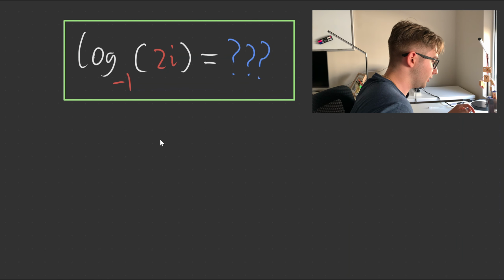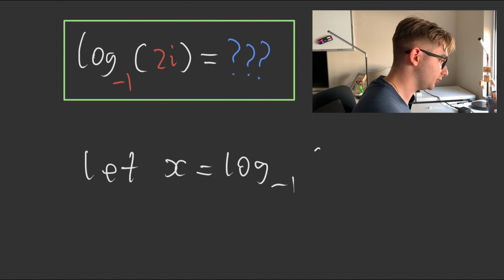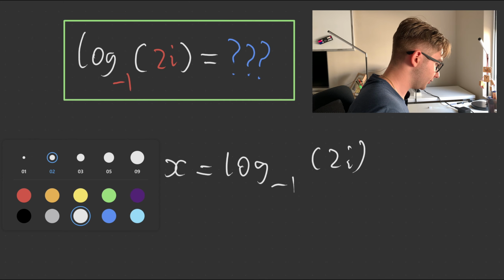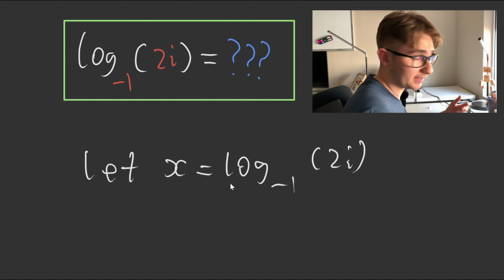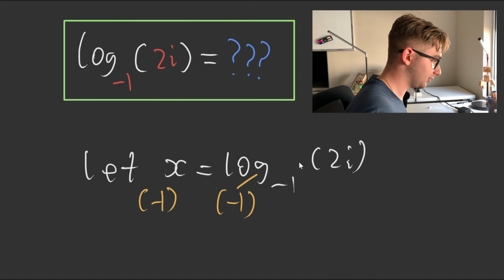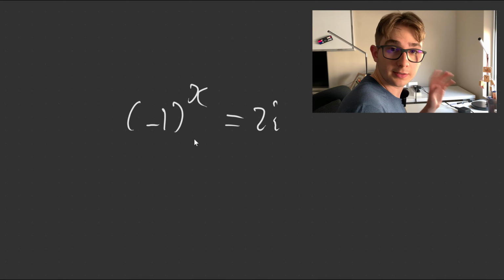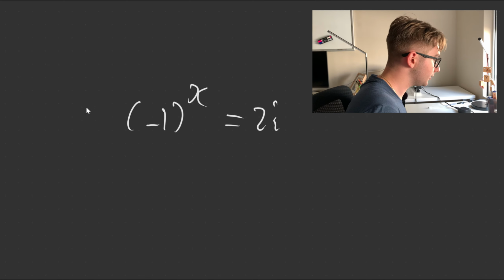Let me show. So if we let x be equal to this logarithm at the top here, so x equals log base negative 1 of 2i, if we put both sides to the base of negative 1, then we're going to see that this log base negative 1 cancels out with that negative 1. So then we are going to get negative 1 to the power of x equals 2i.